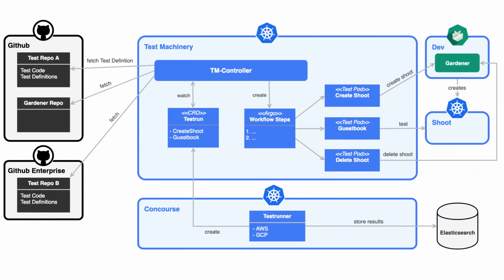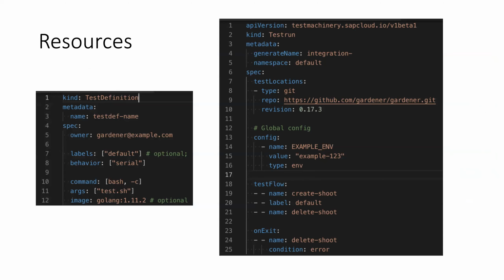As you can see here, the test run itself is a CRD. These are our two resources, which are described through small YAML files. On the left side, you can see a test definition, where you just specify the command you want to run, the arguments, and the image. On the right side, you can see the test run. There we can come back to a few slides before, where I said that a test run consists of test locations, configuration, and test flow. And there you can see that test locations are GitHub repositories with a specific revision.